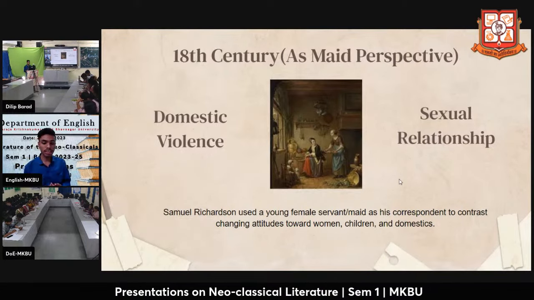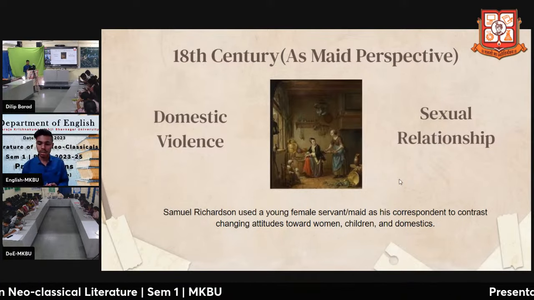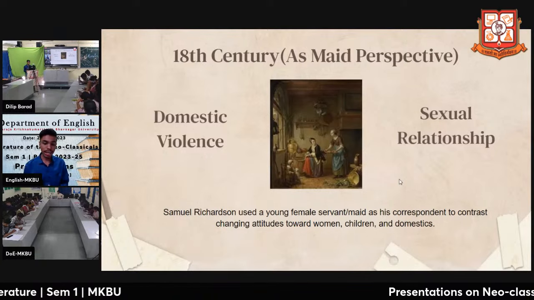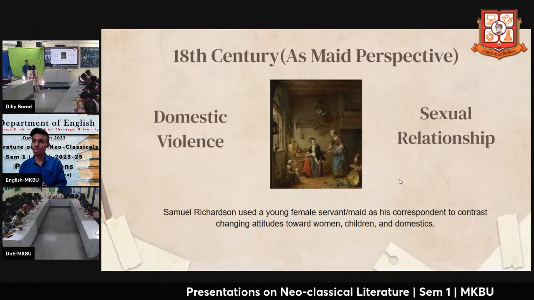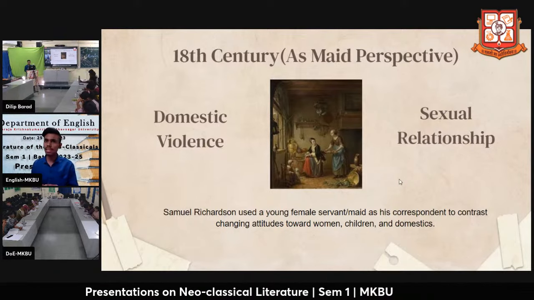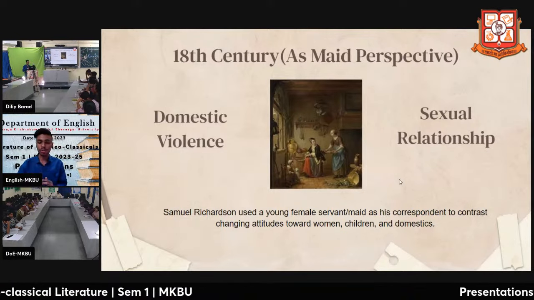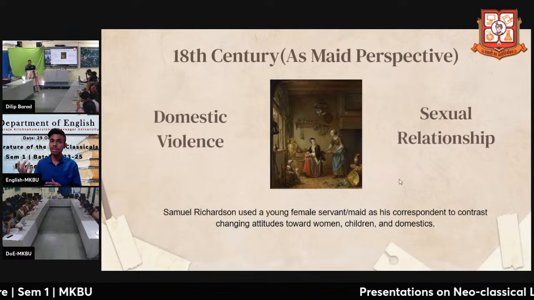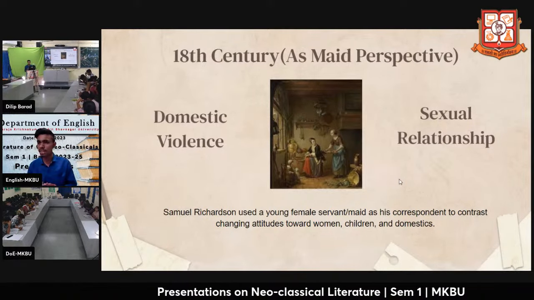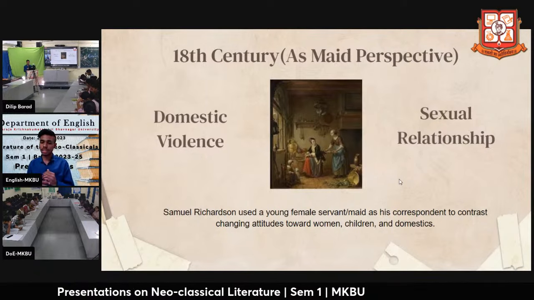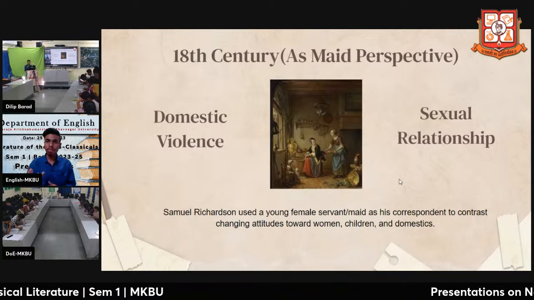Samuel Richardson used a young female servant maid as his correspondent to contrast changing attitudes toward women, children and domestic life. So here Samuel Richardson also comments, in a way a satire on the 18th century, on how women were used as a tool. But in a way Samuel Richardson is again trying to convey this in the novel Pamela.